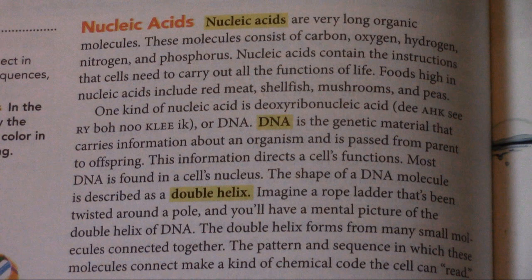Most DNA is found in a cell's nucleus. The shape of a DNA molecule is described as a double helix. Imagine a rope ladder that's been twisted around a pole, and you'll have a mental picture of the double helix of DNA. The double helix forms from very many small molecules connected together. The pattern and sequence in which these molecules connect make a kind of chemical code that the cell can read.